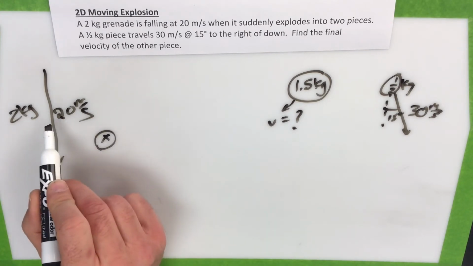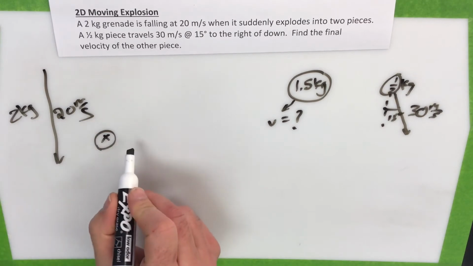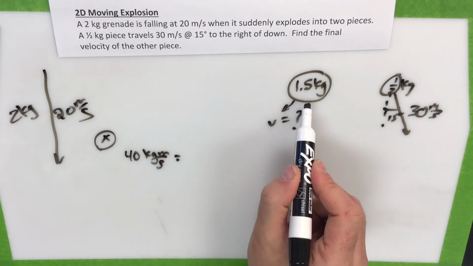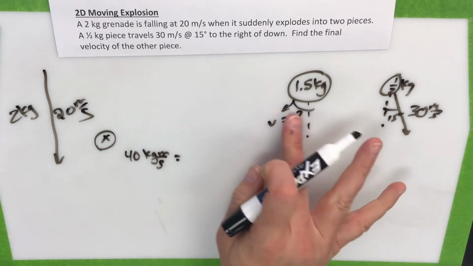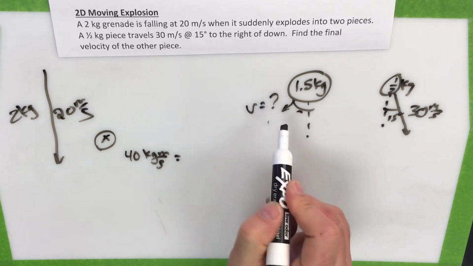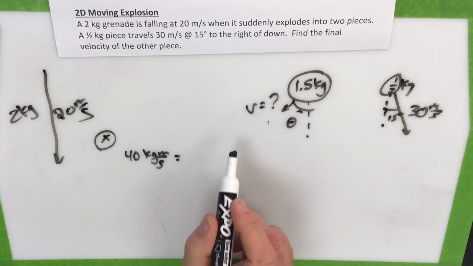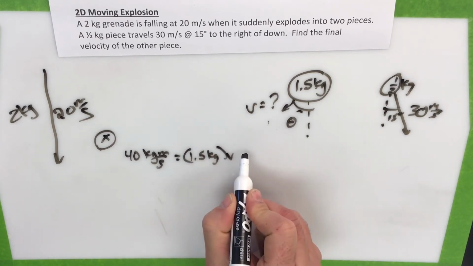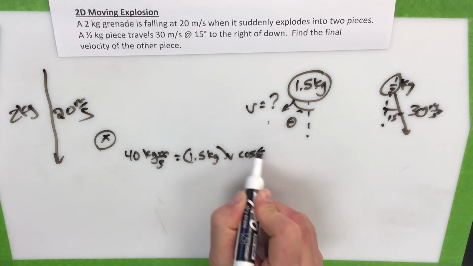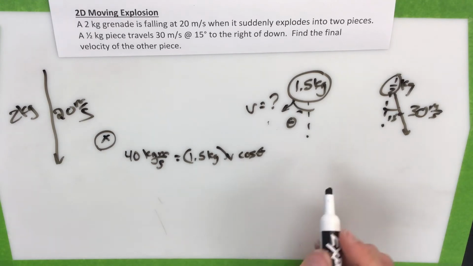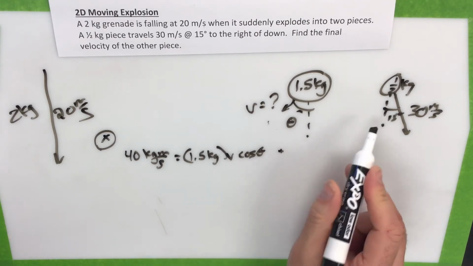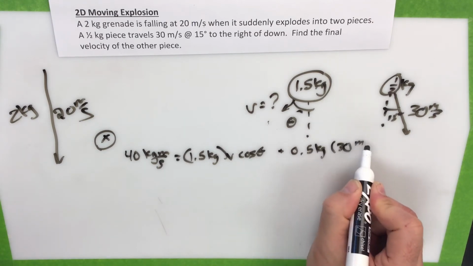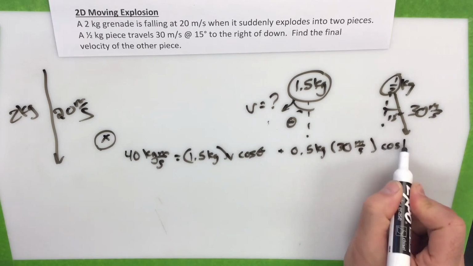Momentum, 2 times 20. Down is positive, so 2 times 20 is 40 kilogram meters per second, which is equal to, and we'll use this as the angle theta. So use my velocity over here, I don't know what the angle theta is, so that would be 1.5 kilograms times v times the cosine of theta, which will give me the y component, plus 0.5 kilograms times 30 meters per second times the cosine of 15 degrees.